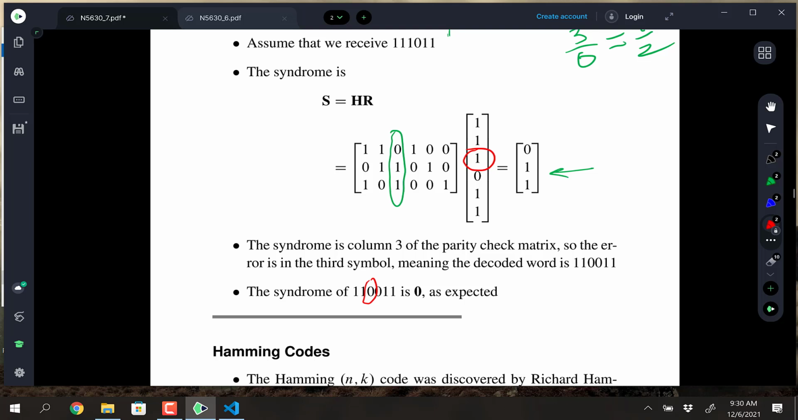That column that we get out of the syndrome tells us which column of the code word portion of the H matrix doesn't match, and it matches the third one. And so that says the third bit is the one that got flipped, so we flip it back again. And now we're back to what we transmitted. So we corrected an error.